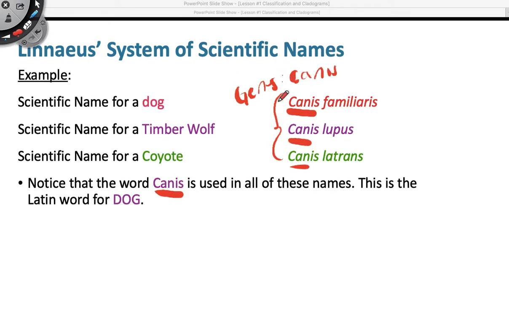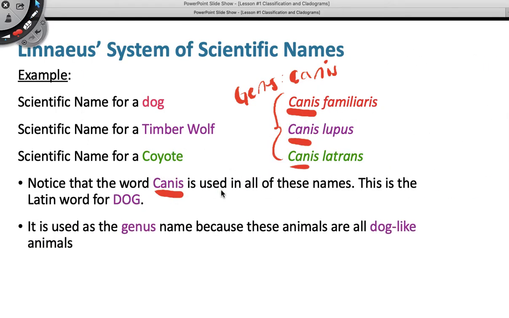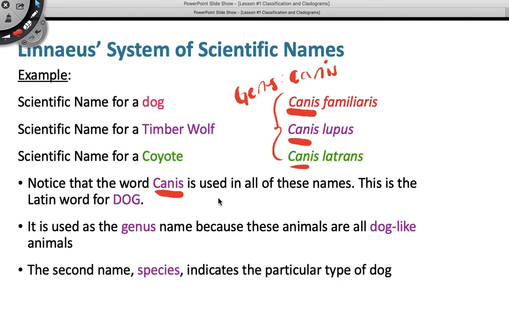So you can tell by looking at that they're all related in some way, because they are in the same genus. They are all dog-like animals. Now the species is more specific because it gives you that particular type of dog, right? My little Mikey dog here has nothing to do with a timber wolf as far as the species name.